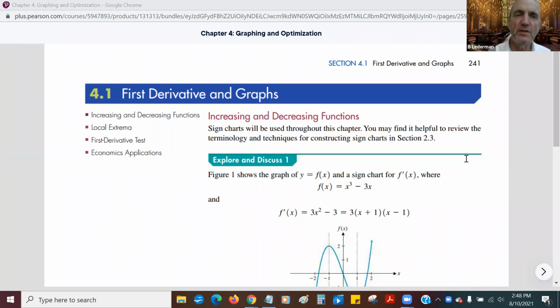Hi, everybody. We're beginning chapter 4.1. Now, we learned how to take a derivative. We learned a formula for that, and we understood how it has to do with the slope of the tangent line and so forth. Now we're going to look at how the first derivative can tell us a lot about the entire graph of the function.